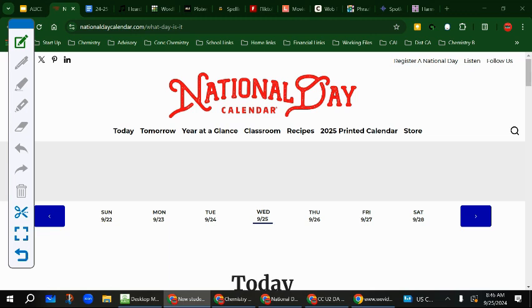I Pledge allegiance to the flag of the United States of America and to the republic for which it stands, one nation, under God, indivisible, with liberty and justice for all.